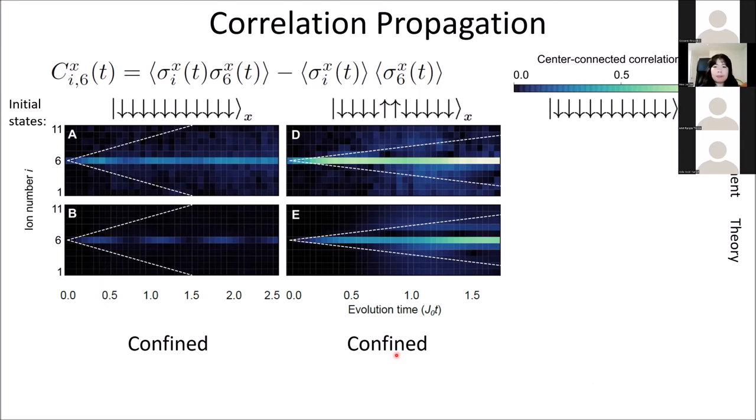This Hamiltonian. Now just look at the effect of confinement on correlation spreading in this system. When the initial state consists of low energy eigenstates, like these two, because these are low energy eigenstates of the confinement Hamiltonian, the kinetic correlation is confined. So you can see that in this experiment, the information of the spin barely spreads to the neighboring spins.